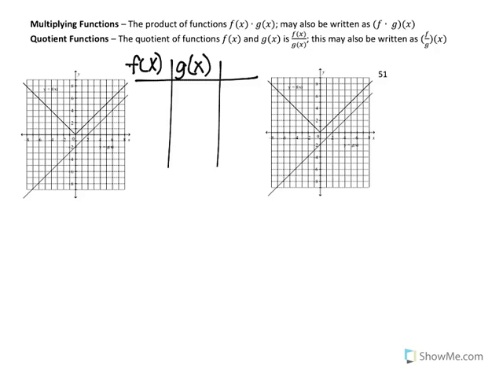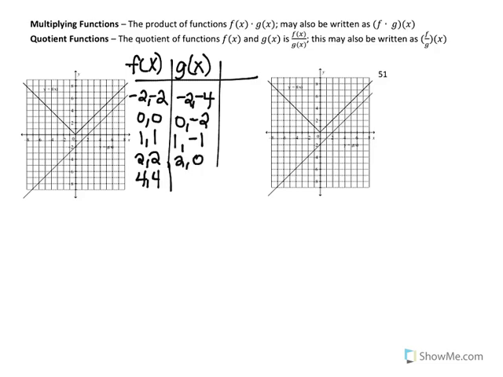We can do, well, there's no point in going very far here. Let's go -2 and 2, -2, sorry. We can do 0 and 0. We also have 1 and 1, and we have 2 and 2, and we have 4 and 4. That should be enough. So our counterparts are -2 and -4, 0 and 2, -2, 1 and -1, 2 and 0, and 4 and 2.